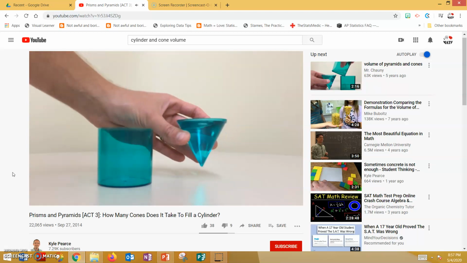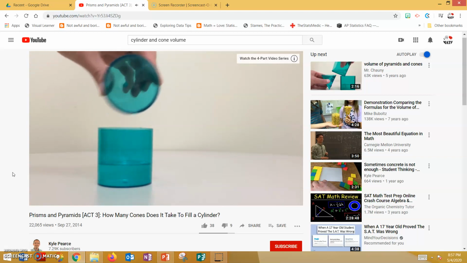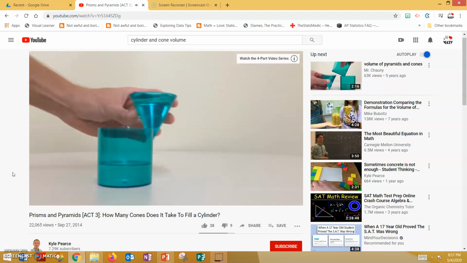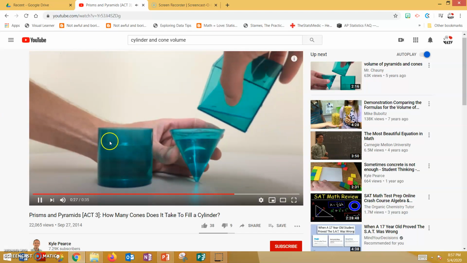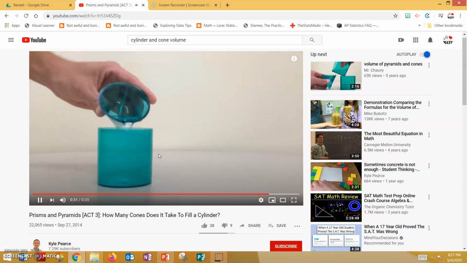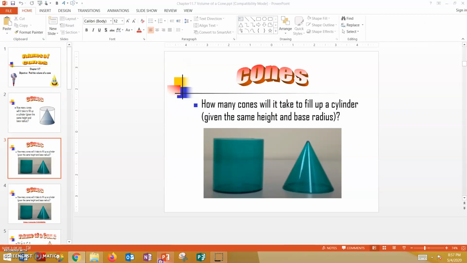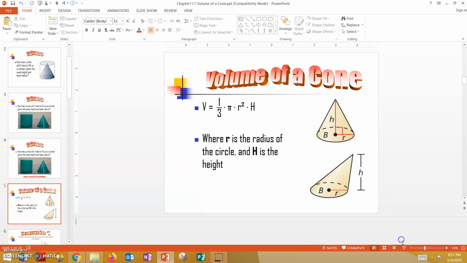So as you can see, he pours some water into the cone. So that's 1 cone. And here comes the second cone. And hopefully you notice we're not quite at the top. So here comes the third cone. And what do you know? 3 cones equates to 1 cylinder. So that is going to take us to our formula for the day.